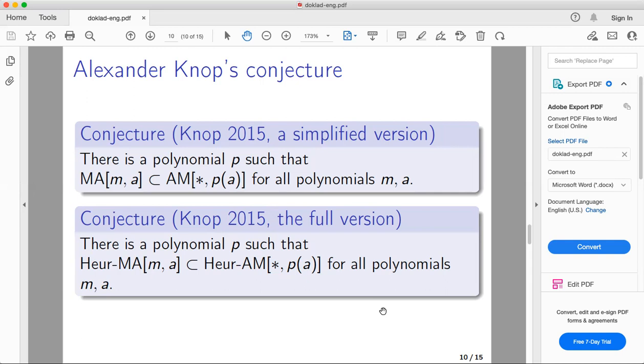Actually, Knop conjectured a little bit different thing, which we will call the full version of his conjecture. And that full version reads the same, but instead of normal MA and AM, we use their heuristic versions. Heuristic means that the protocols might err on a small fraction of input strings.